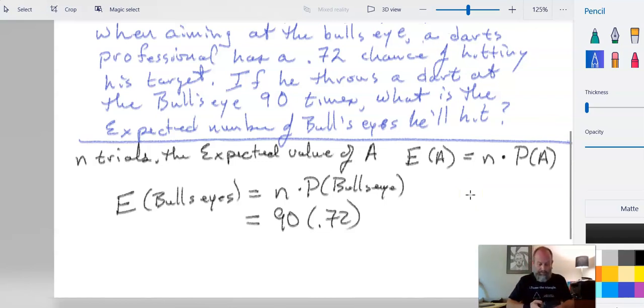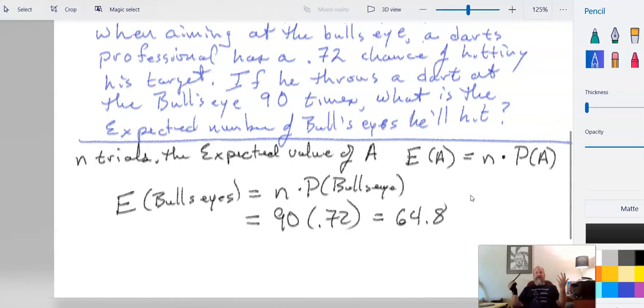And if we just go ahead and calculate that, well, good, I did put a calculator around here somewhere. So I got 90 times 0.72. That gives me 64.8. Now, if we think about this and we just use our common sense, can you hit 64.8 bullseyes? That means if I throw it 90 times, I should hit 64.8 bullseyes.